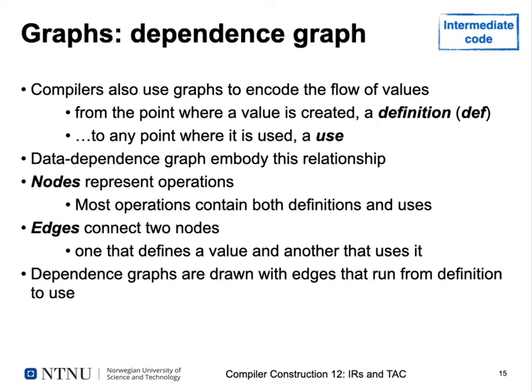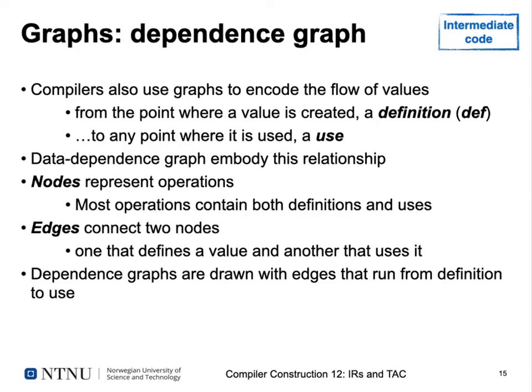So we can also have dependence graphs. So we've seen a representation of syntactical structure in the EST, we've seen a representation of control flow in the CFG, but we can also represent data flow in a graph. And this means we want to represent the flow of data from the point where a value is created, which we call a definition or def, to any point where it is used, or simply called a use. And this data dependence graph, which we're going to detail now, embodies this relationship.